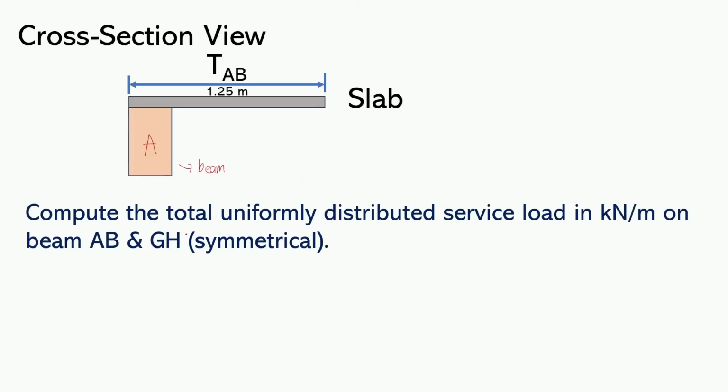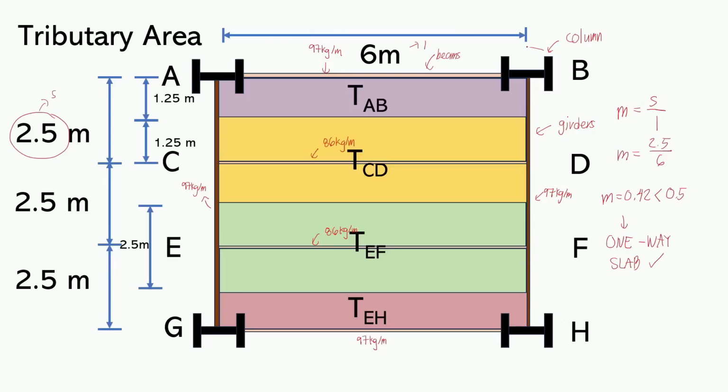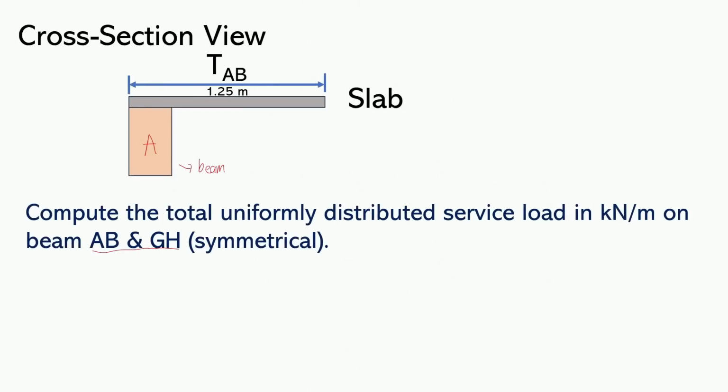Now, we have to compute now the total uniformly distributed service load in kN per m on beam AB and GH. Now, bakit AB and GH? Because they are symmetrical. If we analyze the weight carried by beam AB, then we will also be able to obtain the load carried by GH because they are opposite to each other. And then since our floor framing plan is symmetrical, then we can assume that AB and GH will carry the same load. And so ito yung load computations natin.